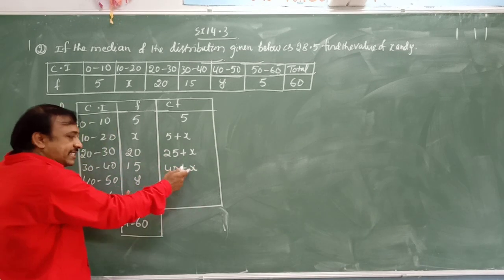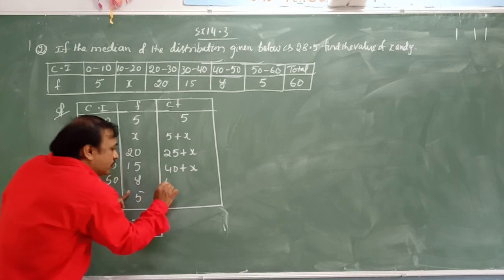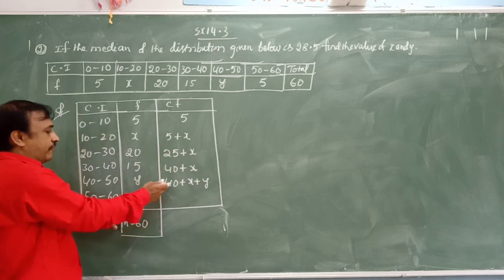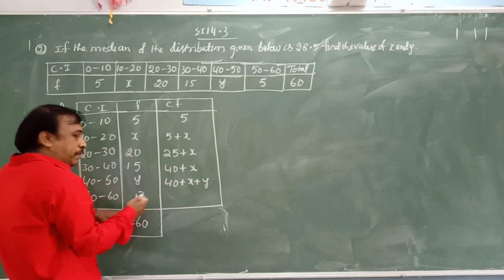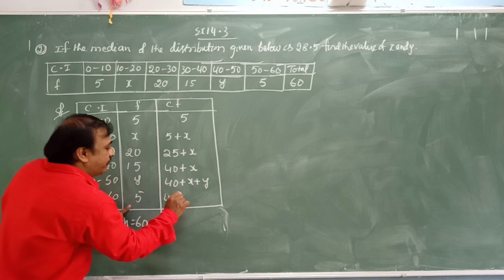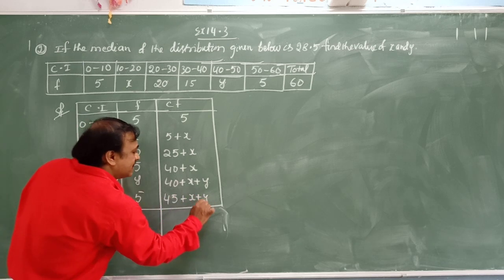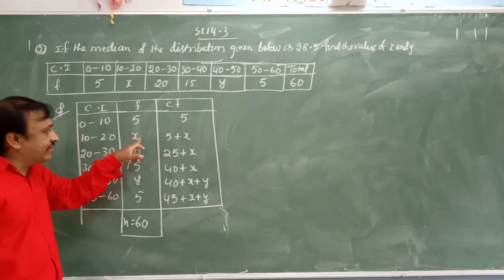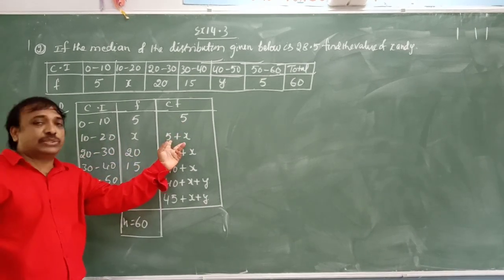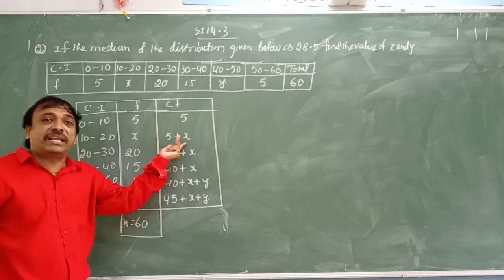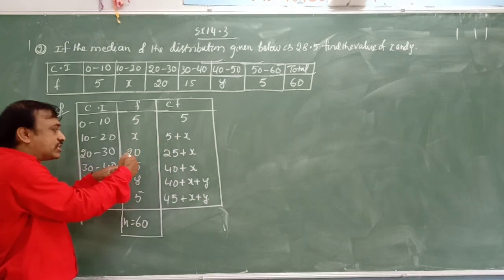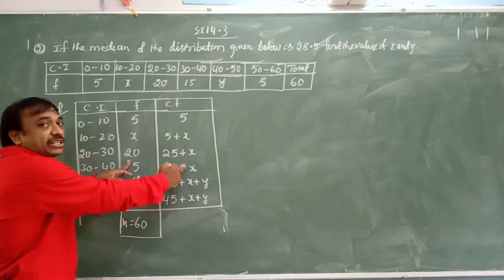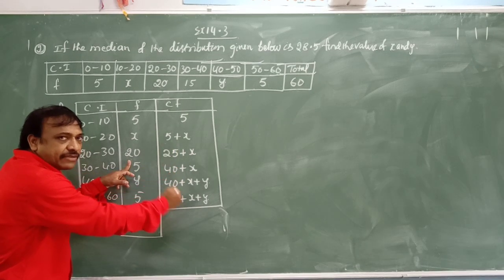Now 40 plus x plus y. Then 40 plus x plus y plus 5, that is 45 plus x plus y. Observe it. 5 we wrote as it is, then the succeeding frequency we are adding. We cannot add x to the 5, that's why we write 5 plus x. Then 5 plus 20 is 25, plus x. We can add the numbers but not the variables; we write the variable as it is.